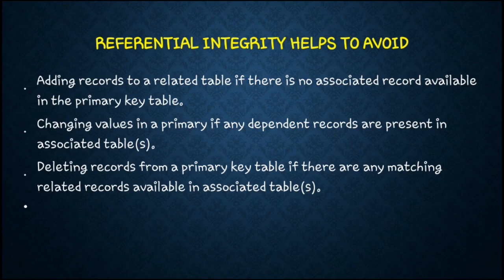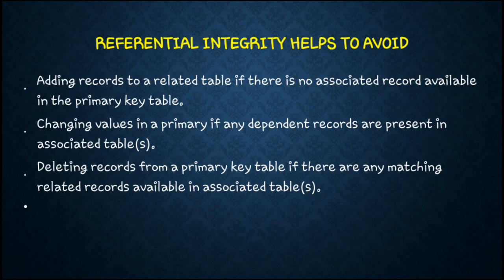So for that we have to use what? Referential integrity, for changing values in the primary key. If I change any values in the primary key table, it will be reflected back in the remaining tables. For example, I have two tables, employee details and employee salary details. Employee details consist of employee ID and employee name. The same columns will be there in the second table also.